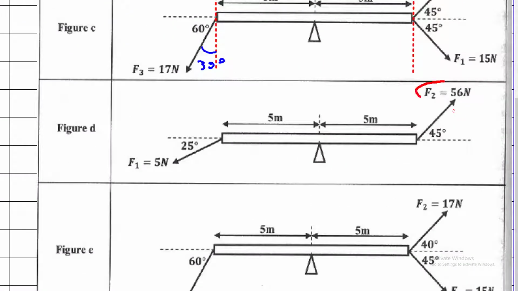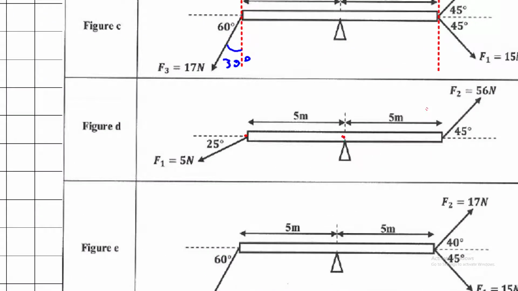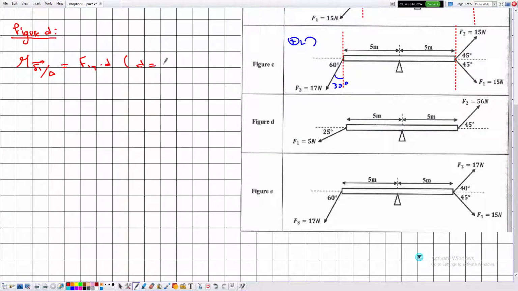Here we have two forces, F2 and F1, and the rod that is massless is allowed to rotate around the axis delta. So let's start by calculating the moment of the force F1 on the axis delta, which is equal to F1 tangential multiplied by D, in which D is the distance from the point of application of F1 to the axis of rotation, which is given by 5.